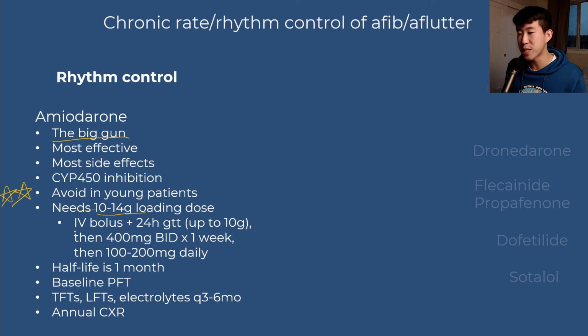So a lot of times in the hospital, we'll give them an IV bolus, and then we'll do a 24-hour drip up to 10 grams. Then you do 400 milligrams twice a day for like 1 week. And then finally a maintenance dose of 100 to 200 milligrams daily.